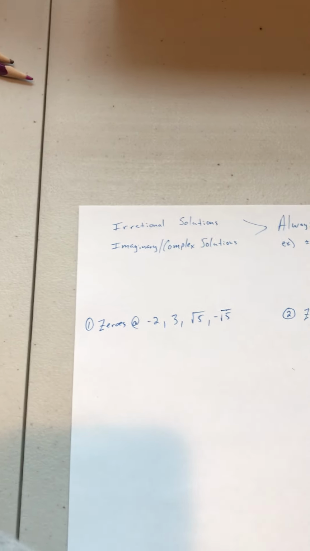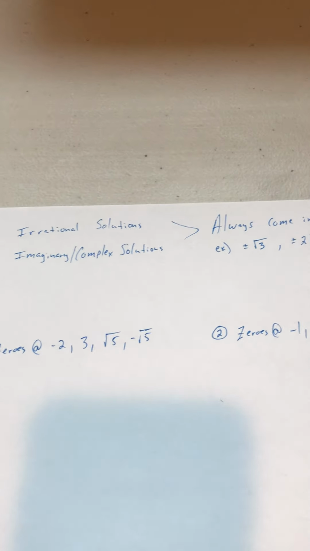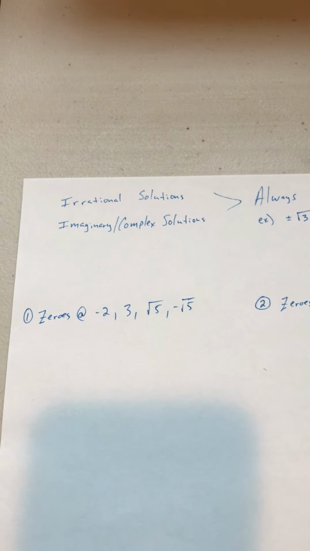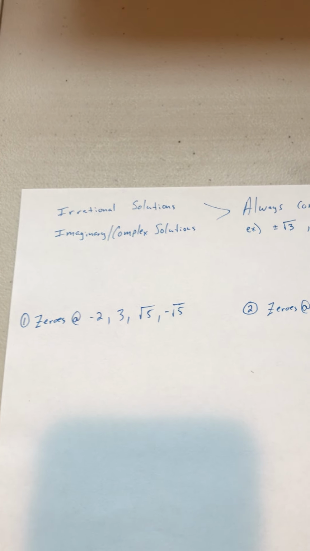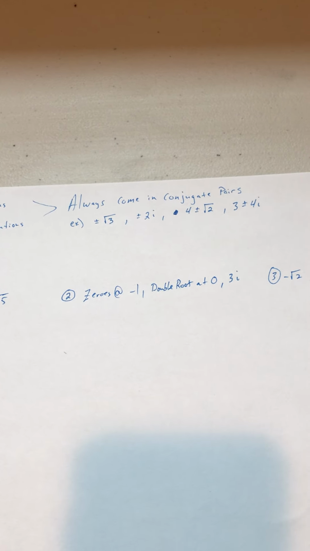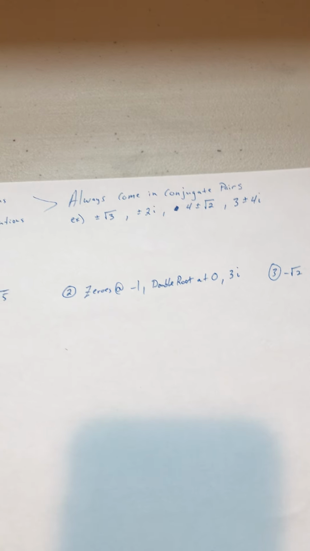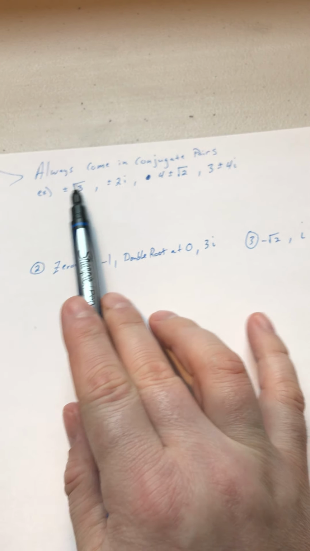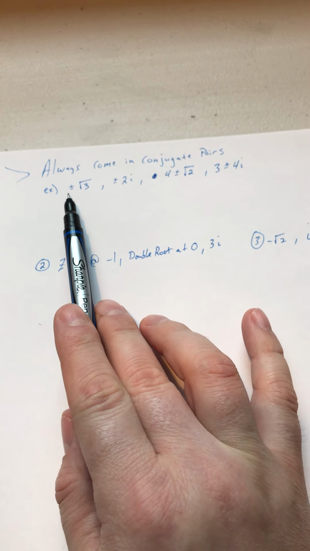So next piece I want to look at is making sure we know how to handle irrational and complex solutions. So making equations that contain those things. And the key thing to remember is these types of answers are always going to come in conjugate pairs. So here's some examples. Positive square root of 3 and negative square root of 3.